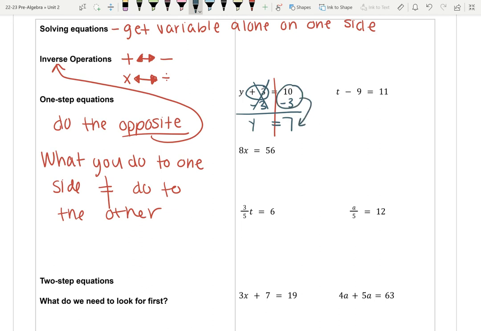These are just going to cancel out, and then you just do this math to get the answer. So let's try again on the other side. I'm going to draw a line down the middle. And right now, I am subtracting 9, so I'm going to do the opposite. I'm going to add 9, so that way these cancel out. I'm left with just t on this side, and t is equal to 20.